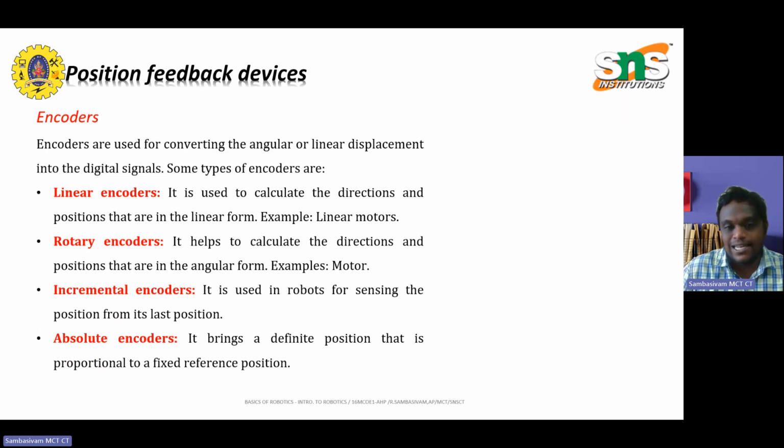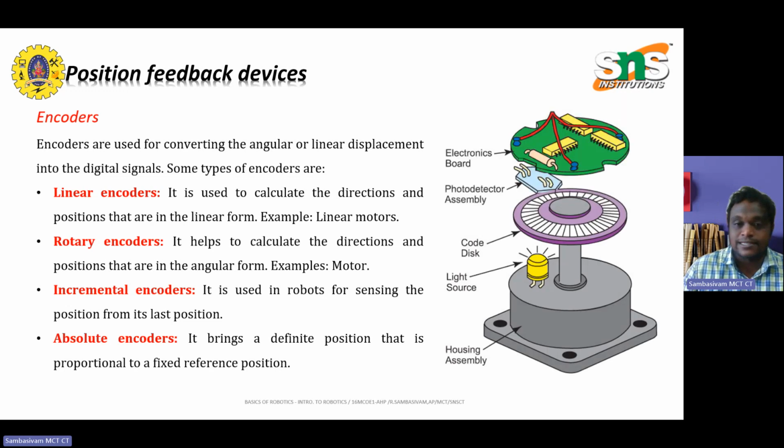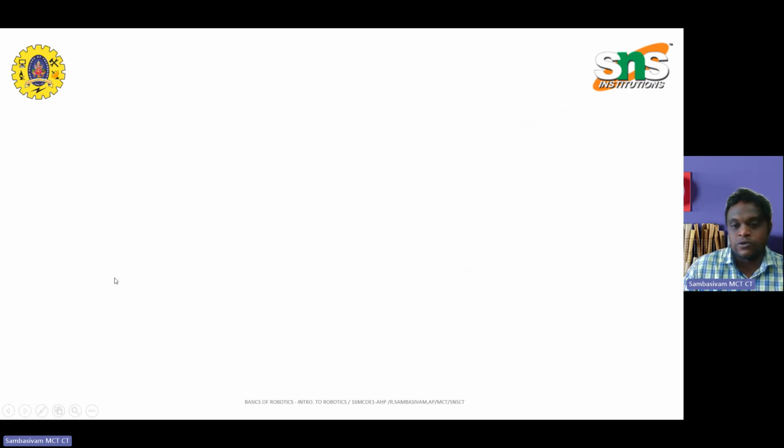From the name itself, we can understand that linear means linear motion, like along the x-y axis, while rotary encoders help to calculate the directions and positions in angular form, for example in motors. Incremental encoders are a little bit like linear encoders. They sense the position relative to the last position. But an absolute encoder gives its definite position, proportional to a fixed reference position. This is how encoders work, and the different types of encoders have been listed.